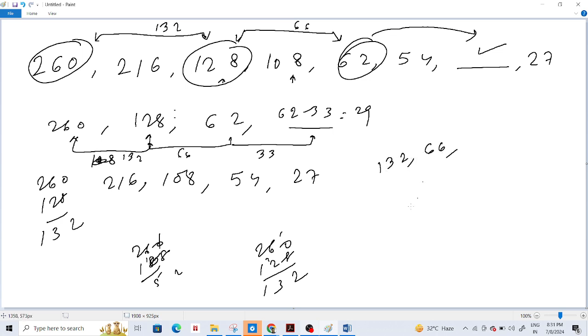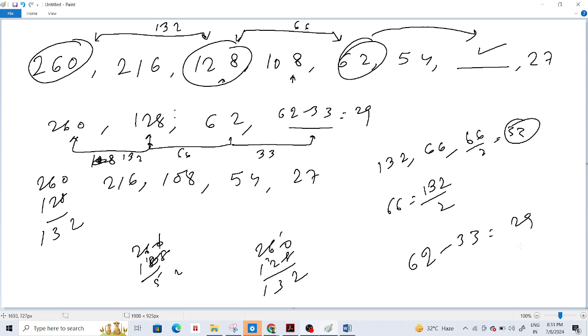So that means the difference is decreasing like this, 132, 66. So what is 66? 66 is 132 by 2. So the next one will be 66 by 2, that is 33. So that means the next number is going to be 62 minus 33, which is 29. You can see in this way also. I mean, it's all up to you. It's not like that any pattern is wrong. Wherever you find a pattern, you can do that. Is that clear?